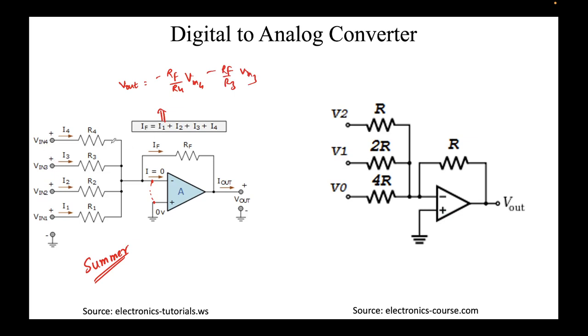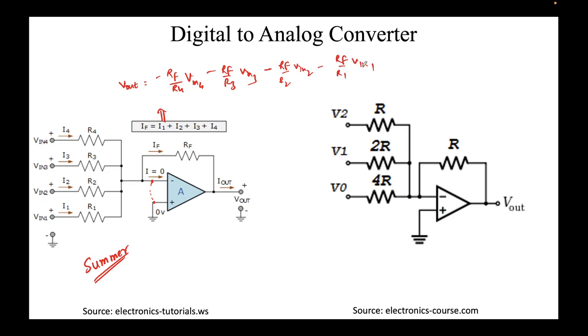I1 is nothing but V in 4 by R4. So you put all those values here and you'll simply get this expression. So RF by R2 V in 2 and minus RF by R1 V in 1. So you'll get this expression, but this doesn't look like a typical form that we are used to seeing.